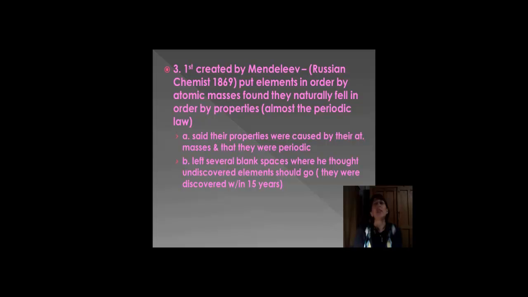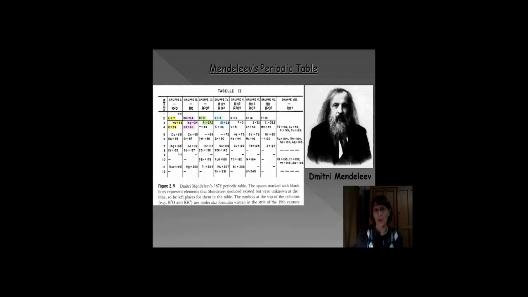He left, this is huge, he left blank spots where he thought that there were undiscovered elements. And he said, okay, it's not fitting perfectly here, so I'm going to leave a blank spot because I think there's something that's going to fill in that blank. And sure enough, within 15 years, people had discovered those elements and they filled in the blank spots, which is just pretty incredible. There were still a few slight discrepancies because he had them in order by the mass number instead of the atomic number. And here is the lovely Dmitri Mendeleev, who is in serious need of a hairdo. And that's what his original work looked like when he was working it out.